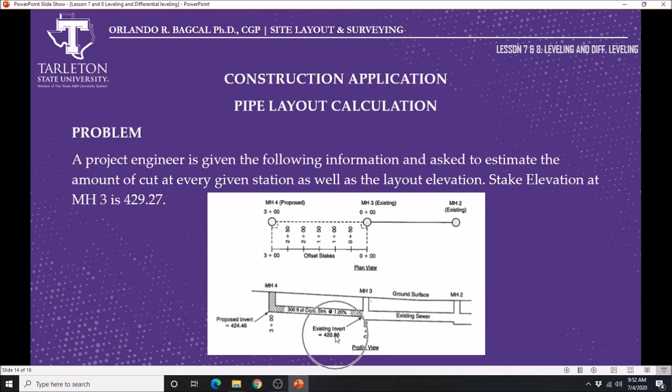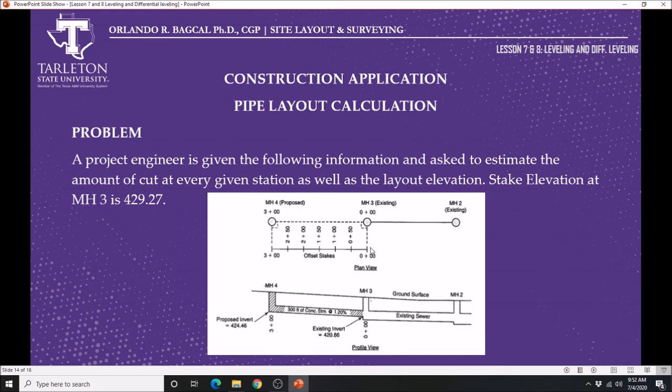This elevation that you have been given here is the inside elevation of the pipe. There is a given slope of 1.2%. That is approximately 1.2 feet per given 100 feet of horizontal distance. And we are going to stake out at a distance of 0 plus 50 from manhole 3, and then 1 plus 00, 1 plus 50, 2 plus 00, 2 plus 50.